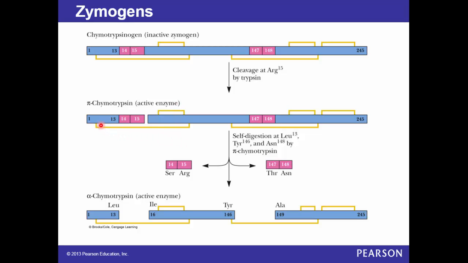This pi-chymotrypsin undergoes self-digestion at the following positions: at leucine 13 to give the dipeptide serine-arginine, and at tyrosine 146 and asparagine 148 to give the dipeptide threonine-asparagine. So now pi-chymotrypsin is called alpha-chymotrypsin, and this is the final active form. So whenever you read the word chymotrypsin, it means alpha-chymotrypsin.